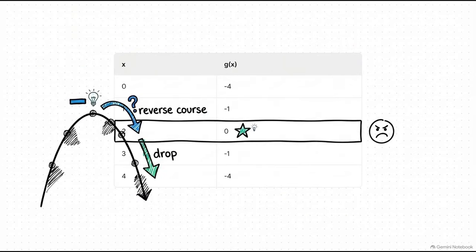Now, let's swap things up with the second equation. g(x) = −x² + 4x − 4. See that negative sign at the very front? It actually changes the whole game. Look at the numbers. Our y values rise up to exactly 0 when x is 2, but then they immediately reverse course and drop right back down to −1 and −4. Boom, we've got our second set of points ready to go.